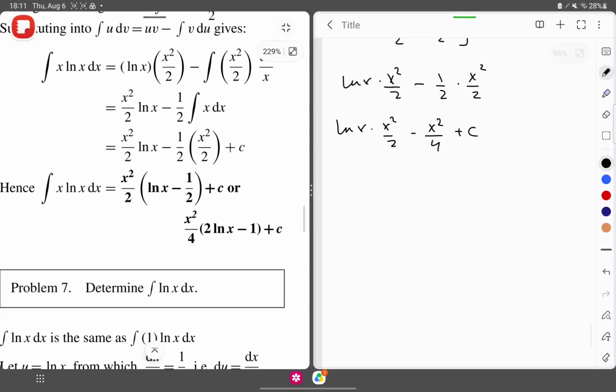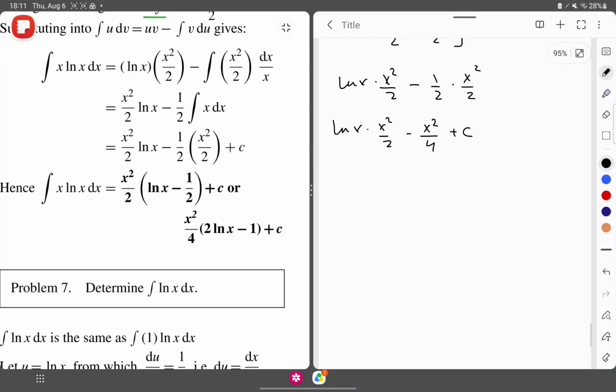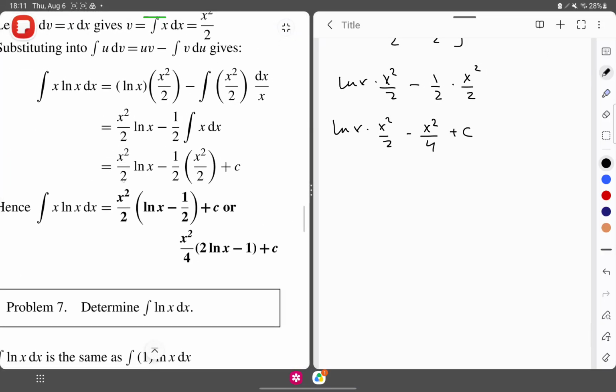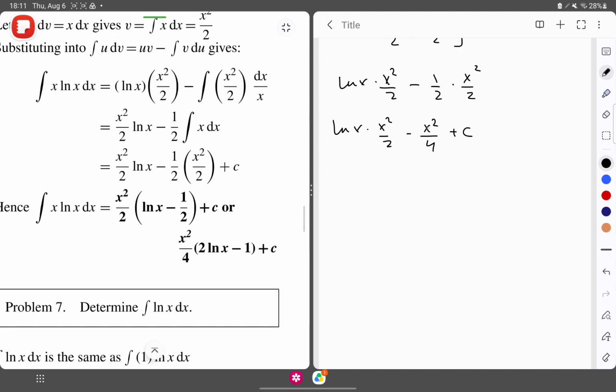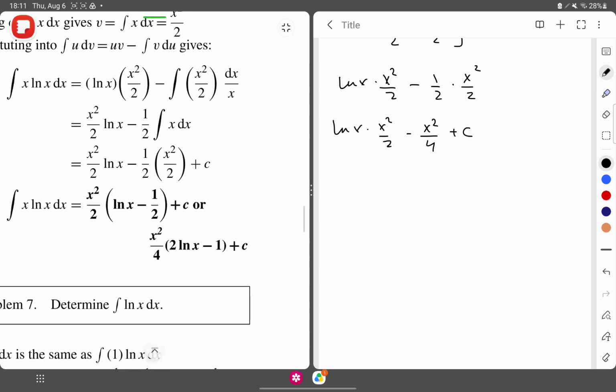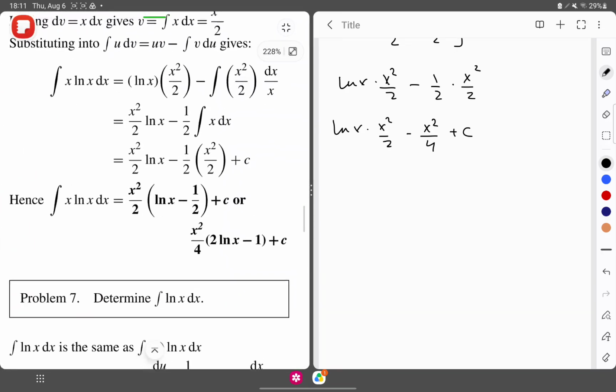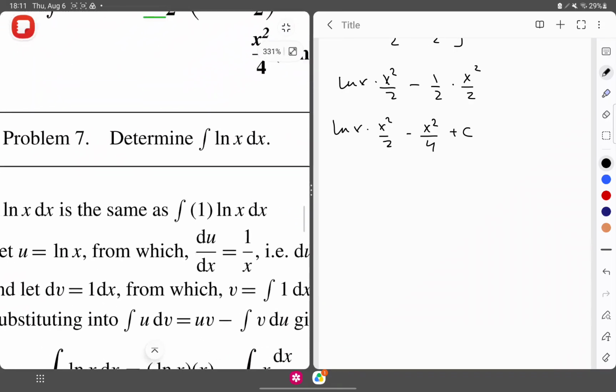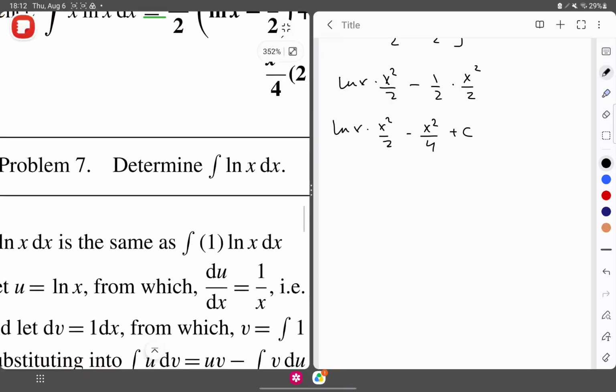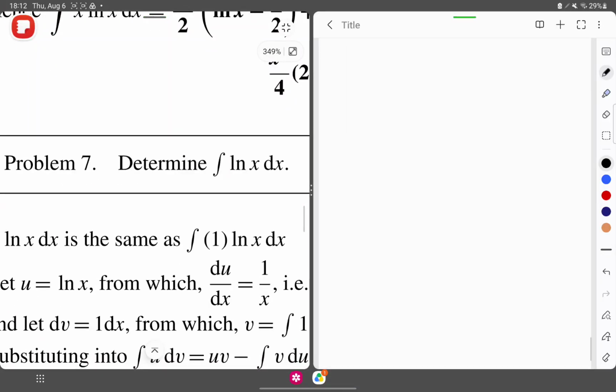I just didn't simplify it, but I'm sure that it's correct. X squared over 2, ln x, that's correct. 1 over 2, that's exactly like this. But I'm really not good at simplifying. Anyways, let's do problem 7. The integral of ln x dx.